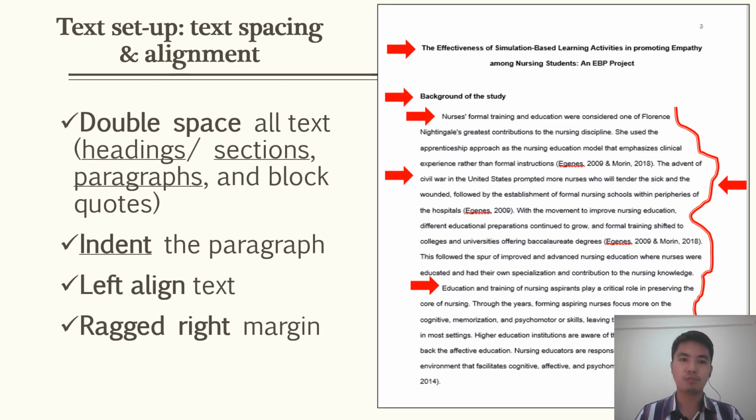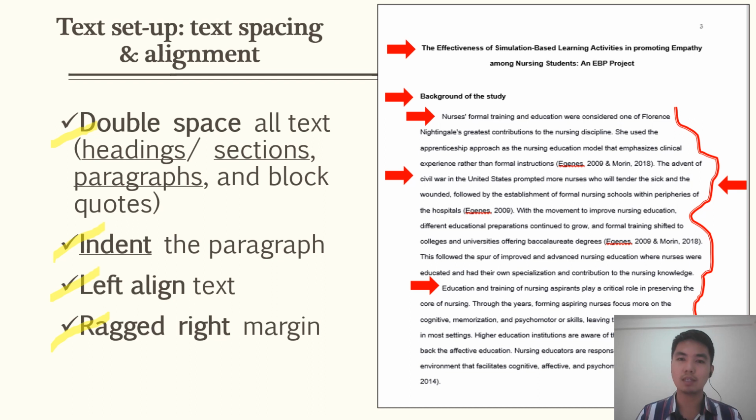Here are the rules for our text spacing and alignment. First, lahat dapat ay naka-double space, which includes the headings, the sections, the paragraph, and even the block quotes. Aside from double space, we should always indent yung ating mga paragraph. We should align the text left or left align po siya, and we keep the right margin ragged.